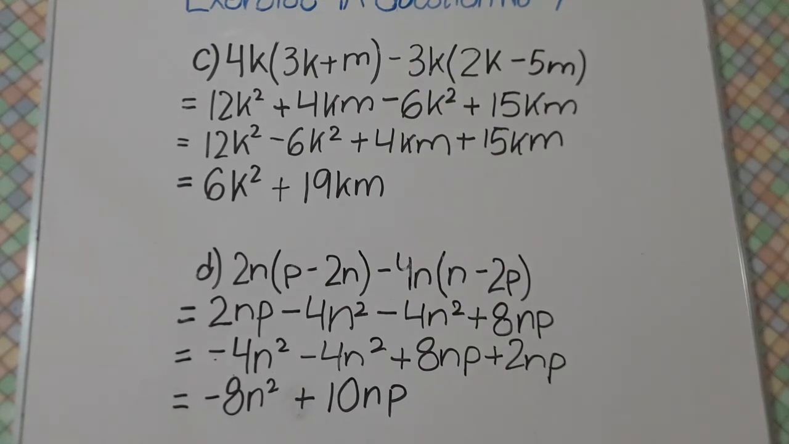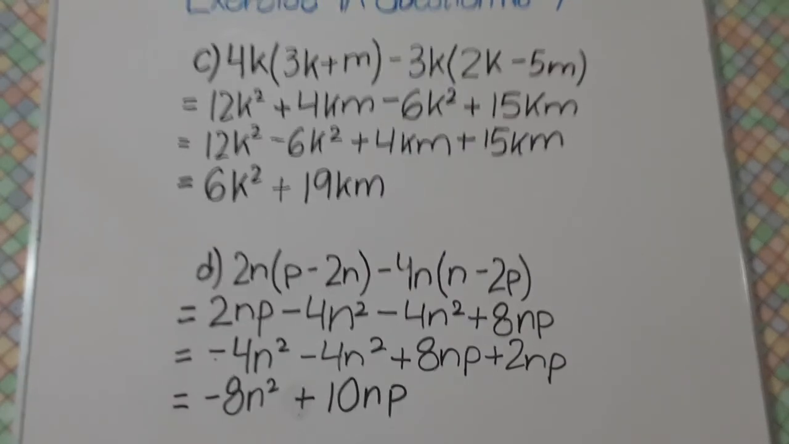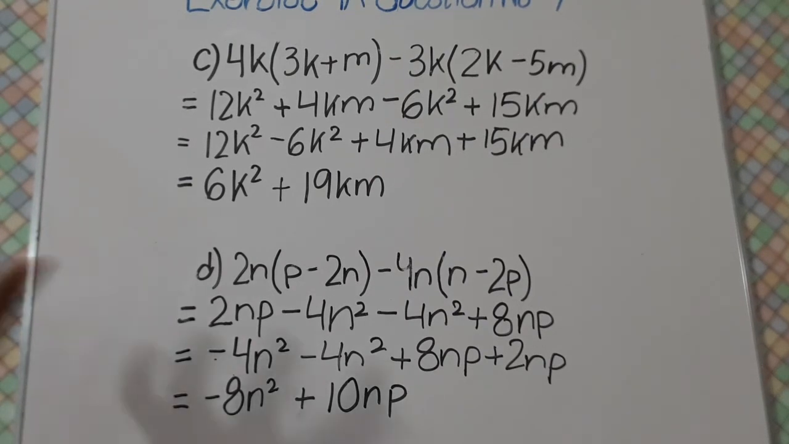So it was very simple to solve, and there are very simple questions in exercise 4a and chapter number 4. The thing that we need to care about is the sign, and we need to be careful when we are using plus and minus signs, because they make us confused.